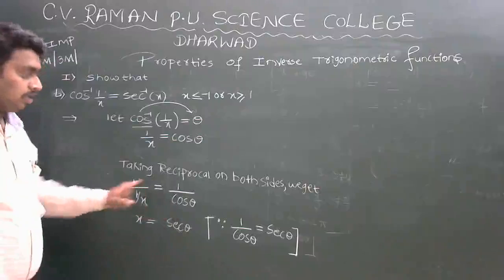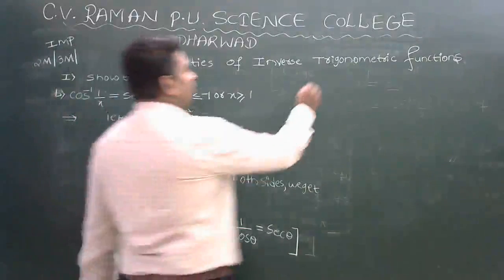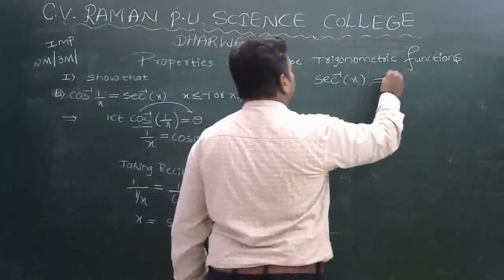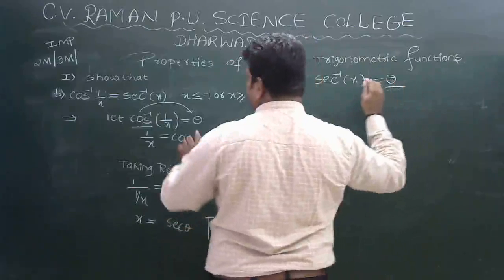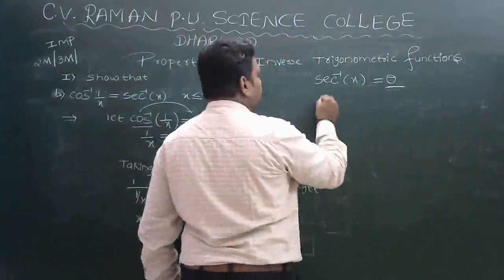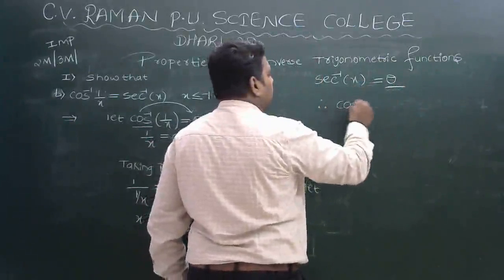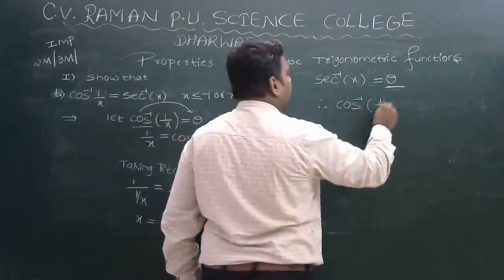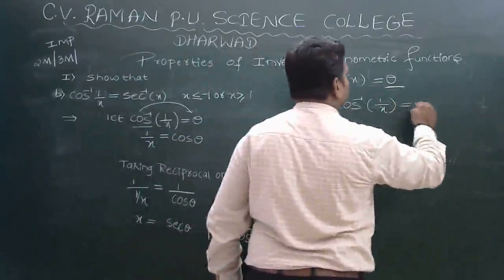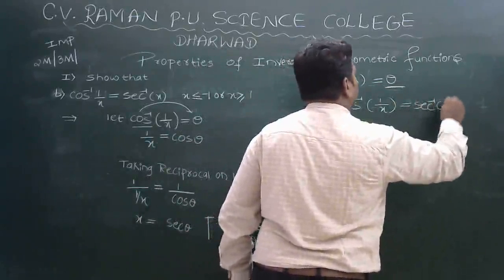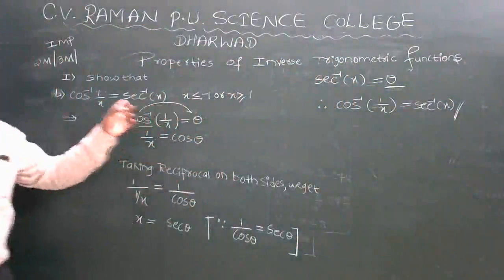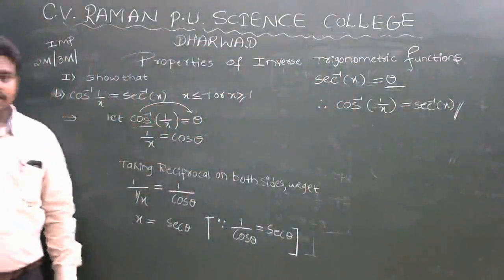Next, shift this secant. What happens? Secant inverse of x equals theta. What is theta? Theta is cos inverse of 1 by x. So therefore I write cos inverse of 1 by x first, next this one, that is secant inverse of x. This is the proof. This is the proof they have asked for.